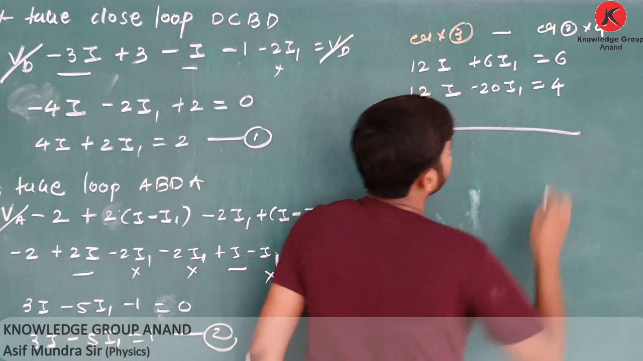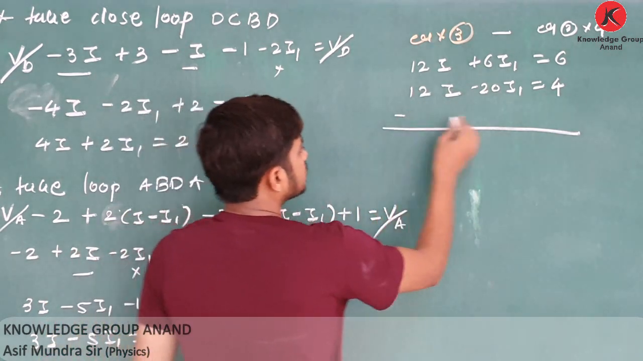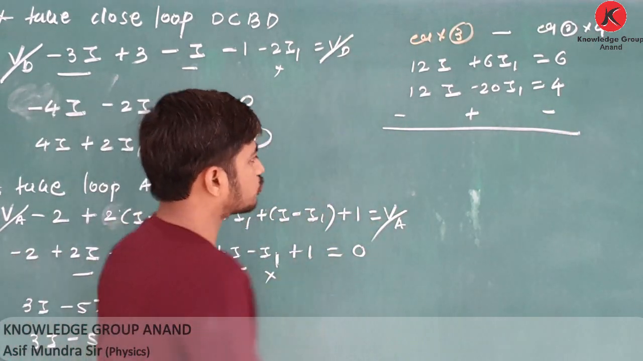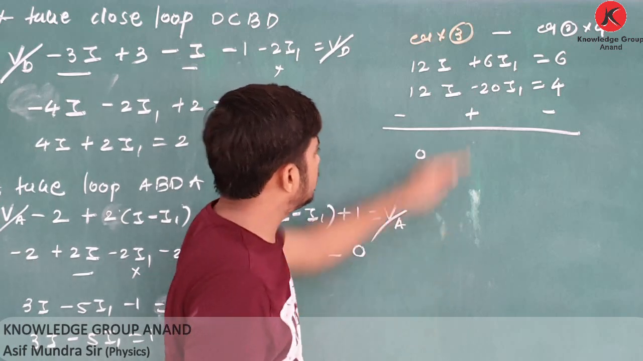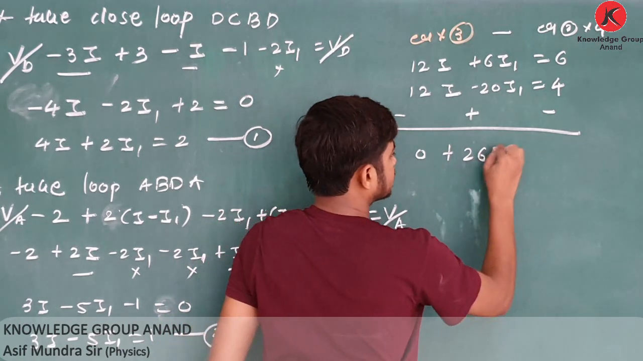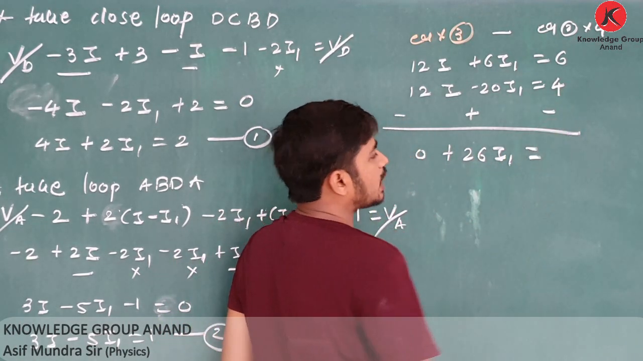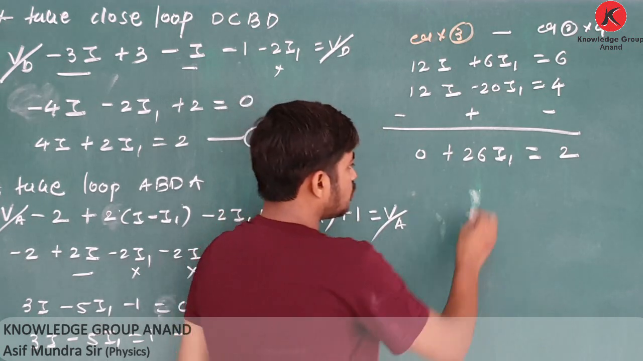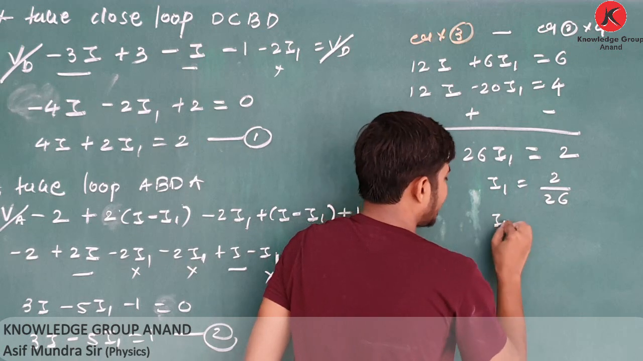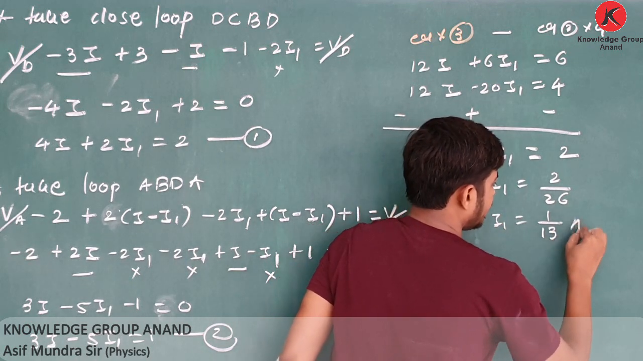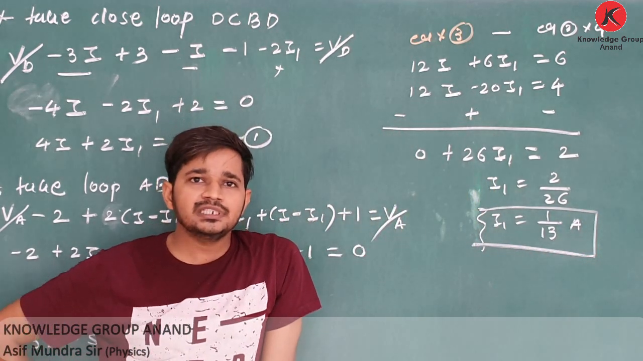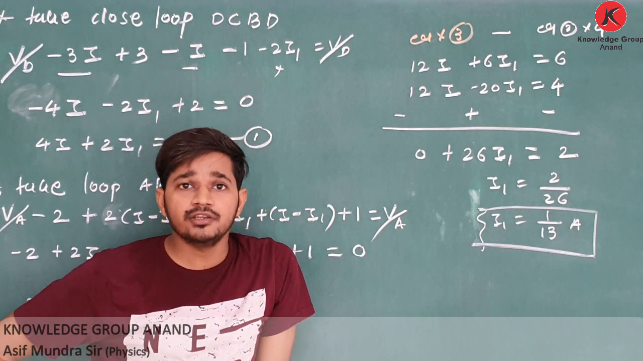Okay, then if you take subtraction, this minus will become positive, and yes, here it is minus. 12I minus 12I, it will become 0. Okay, 6 plus 20 means it will be 26I1 is equal to 6 minus 4, yes, it is 2. Then what is value of I1? I1 is equal to 2 upon 26, means I can write I1 is equal to 1 upon 13 ampere. Clear about this? Yes, it is value of I1.